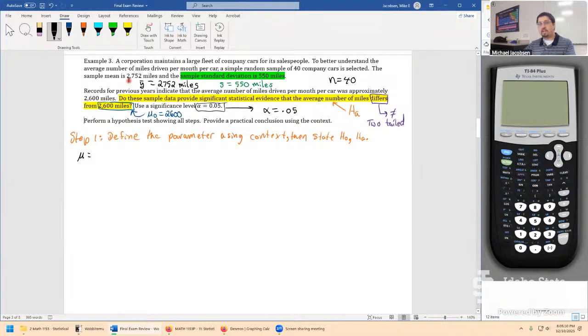Well, the sample was for 40 cars, and they said the sample mean was 2,752 miles. This is per month per car. To better understand the average number of miles driven per month per car. So that's kind of a complicated unit. Let's say mu is going to be the population mean, it'll be a new amount, miles driven per month per car.